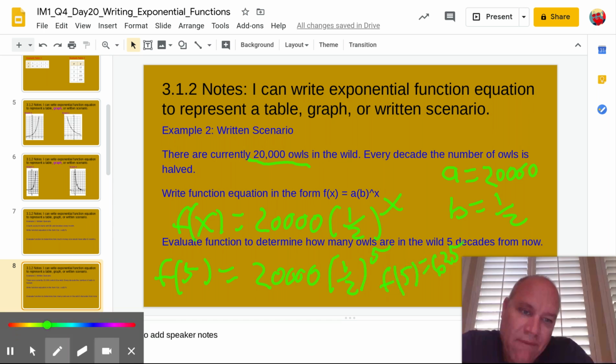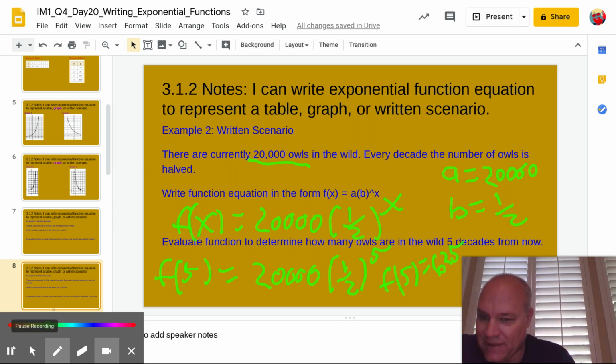So we get f of 5 equals 625, and yes, I did cheat and use a calculator. I could do the 1/2 to the 5th power in my head, which was 1 over 32, but then 1 over 32 times 20,000, I couldn't do that in my head, or I didn't want to do it in my head at least. So I get f of 5 equals 625 owls. So there'll only be 625 owls remaining in this model after 50 years or 5 decades. All right. That's it for the notes today.